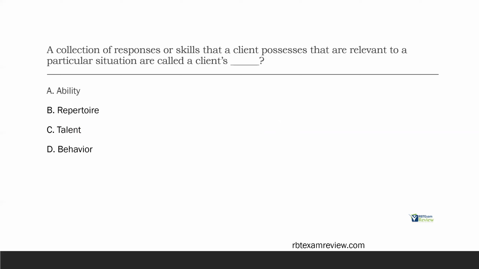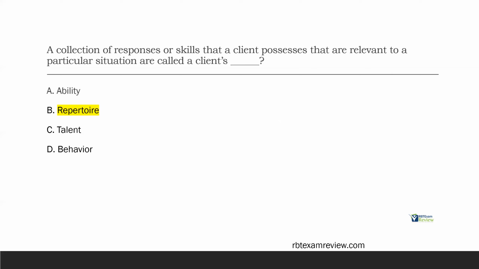You might want to say behavior, but the best answer here is repertoire. If you've never heard that word, a repertoire is essentially just a set of skills, or a set of things. If we take Michael Jordan, he has an extensive basketball repertoire. He has a ton of skills that make up his repertoire. If we're talking about self-stimulatory behavior, stimming, we sometimes refer to the repertoire of stims, because the client might cycle through the different stims they have. So a repertoire is just a collection of those responses or skills relevant to a particular situation.